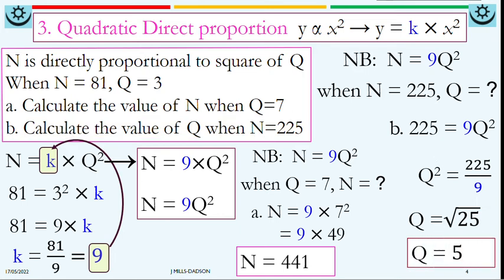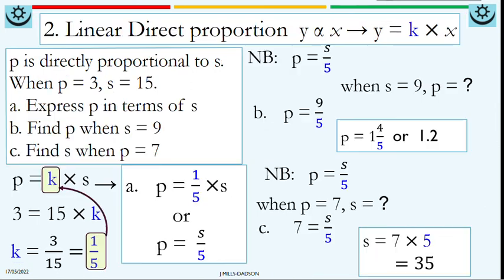So if you check all these questions that we've been doing for direct proportion, you'll realize that, let me just take you back to show you. When p was 3, s is given as 15, we increase p to 7 and s rose to 35. So direct means they all increase in the same direction, in the same proportion as well.